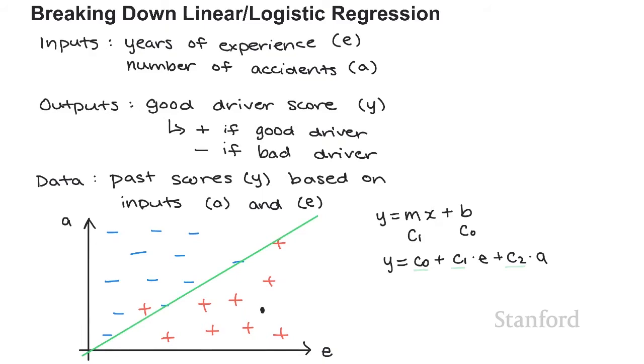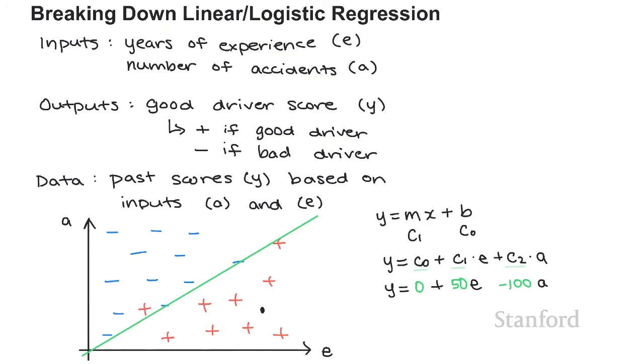And because computers are so fast, you're able to try out a bunch of different combinations of C0, C1, and C2. And so eventually you'll be able to find something really nice. So in this case, the computer might have picked 0 for C0, 50 for C1, and negative 100 for C2 as what would have best fit the data that we had. And so the resulting equation would be y is equal to 0 plus 50E minus 100A.